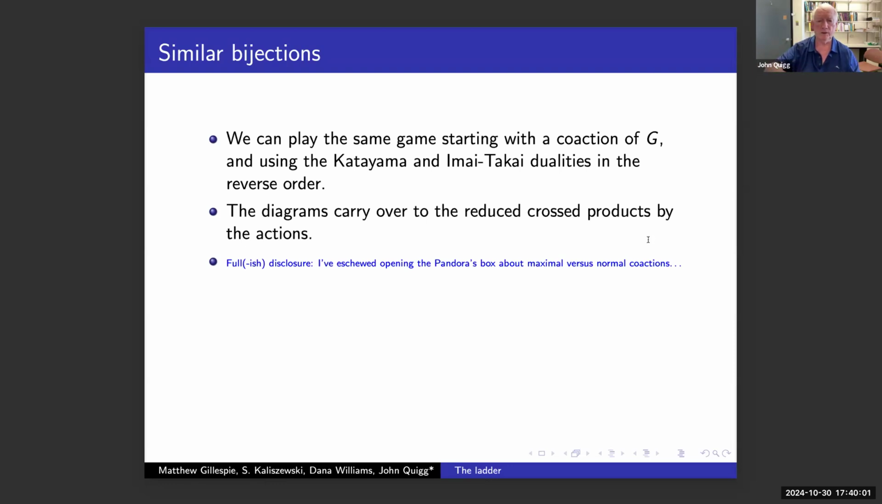There are coactions in between, the maximal and the normal ones, not called minimal for some reason. These are called exotic coactions. And there are versions of cross-product duality for these. This is explored by Buss and Echterhoff in a series of papers. Presumably, there would be a ladder application in those cases. We haven't examined this yet, but we think it probably would work.